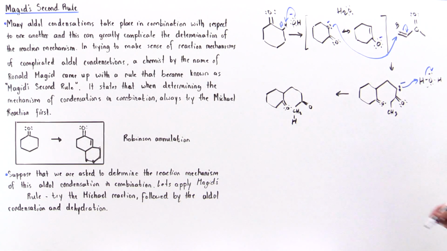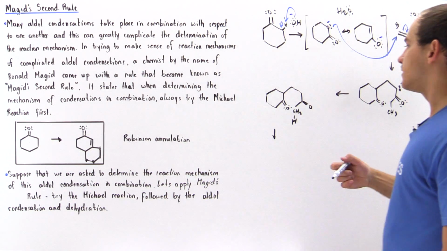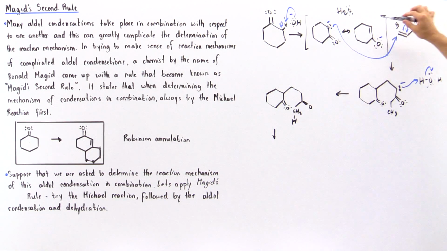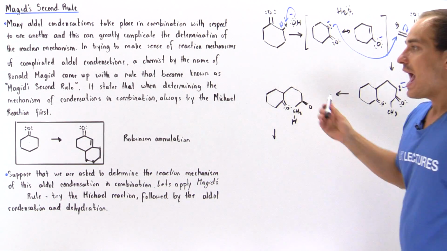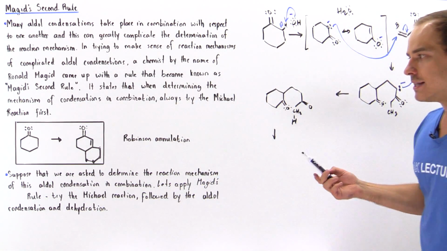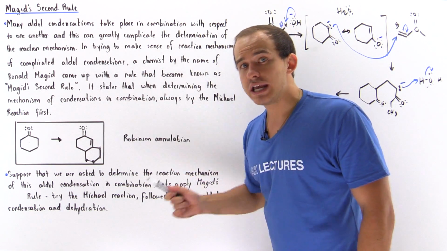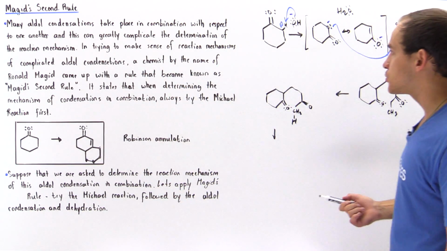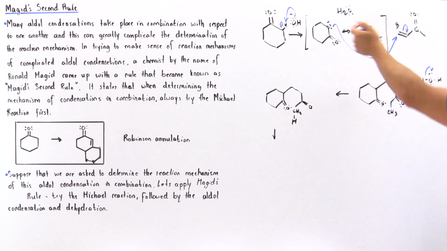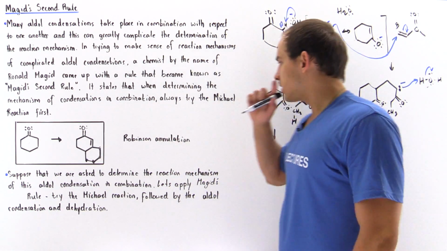Now, in the next step, we basically want to undergo our aldol condensation. So this was our Michael reaction. And according to Magid's second rule, when we're trying to find the reaction mechanism of these aldol condensation reactions in combination, we try the Michael reaction first, and then we try our aldol condensation.